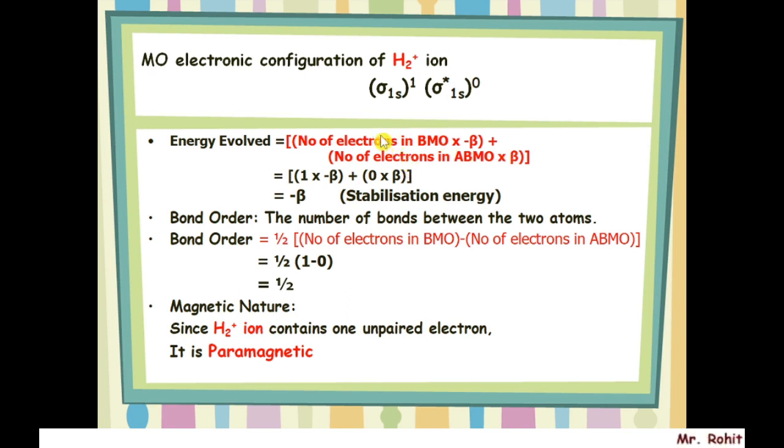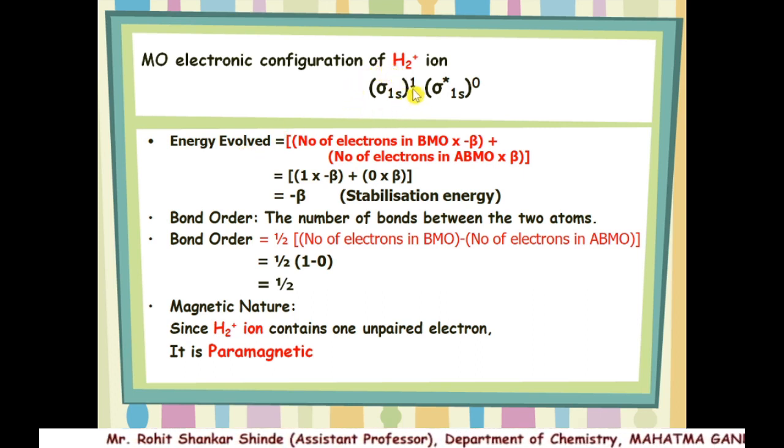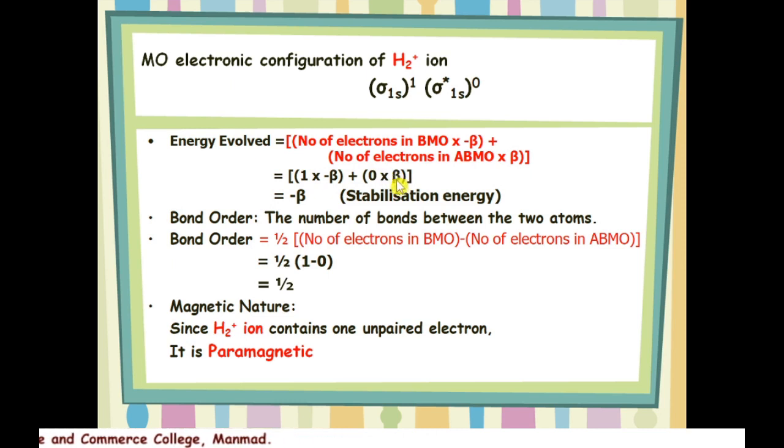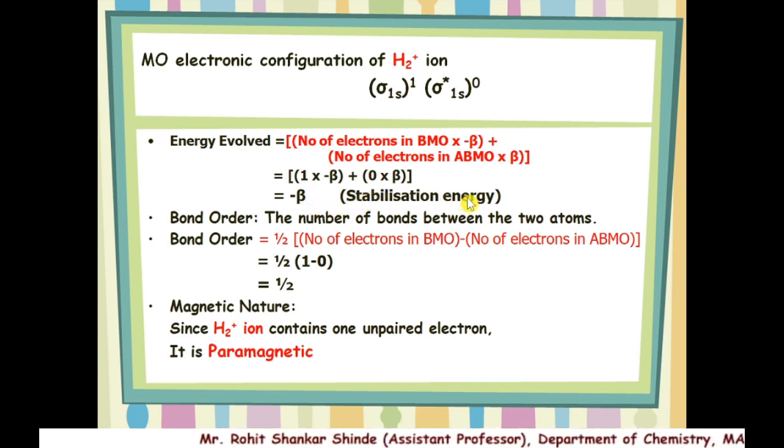So we can put the values directly in this formula to calculate the energy evolved. The bonding molecular orbital possesses 1 electron, and the anti-bonding molecular orbital possesses 0 electrons. So 1 into minus beta, plus the number of electrons in ABMO, which is 0, so 0 into beta becomes 0. So the energy evolved in the formation of the H2 plus ion is minus beta, and this energy is called the stabilization energy.